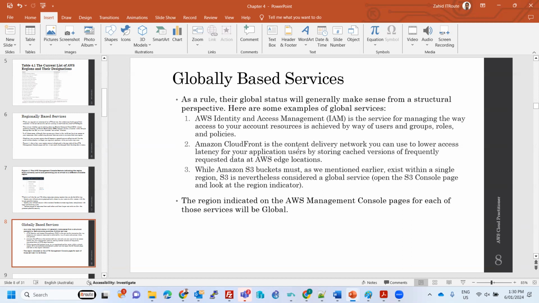AWS CloudFront is the content delivery network you can use to lower access latency for your application's users by storing cached versions of frequently requested data at AWS edge locations. CloudFront provides one of the services. It's kind of like a cache service.